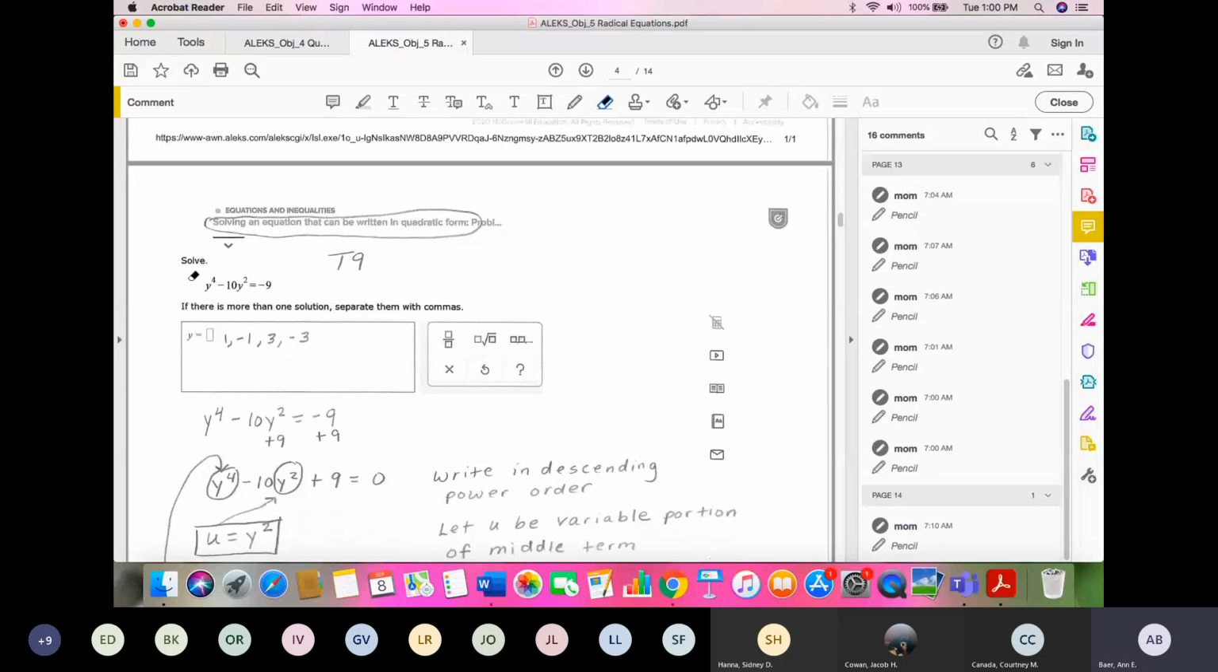So Alex is asking us to solve this equation, y to the fourth minus 10y squared equals -9. And you will notice that there are 4 solutions. Why is that? This 4 here tells us there's likely 4 solutions. Well, how in the world do you get those 4 solutions is the question.